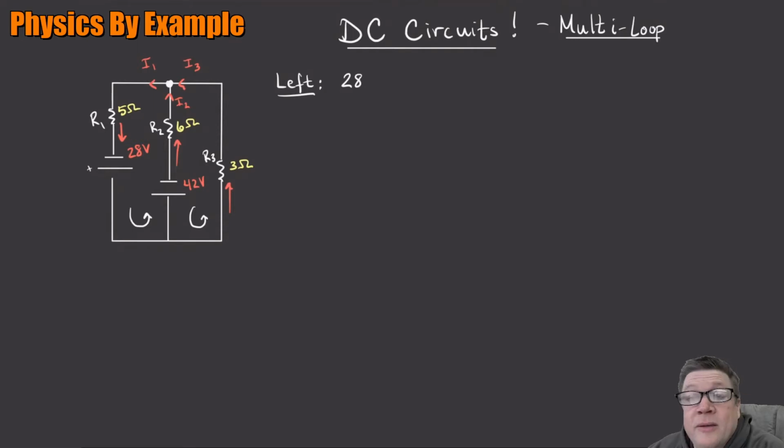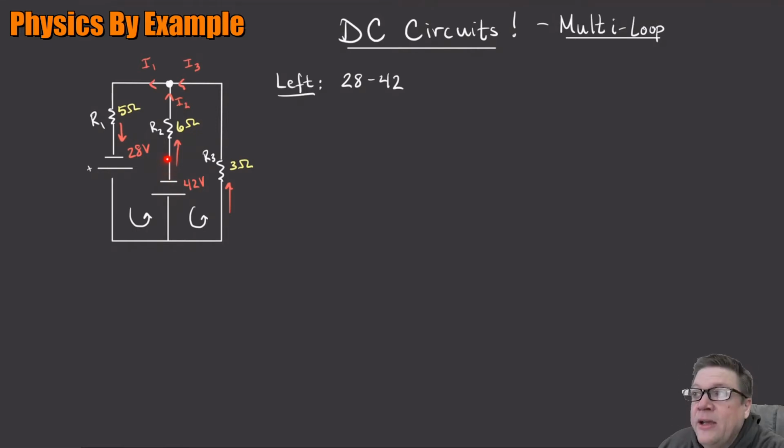And then look, I'm going across another battery as I go around. Ooh, this is a good time for the laser pointer. As I go across this battery, I get plus 28. And now I'm going to go across this battery the wrong way, from positive to negative. So that's going to be a minus 42, right? And now I continue to come up.